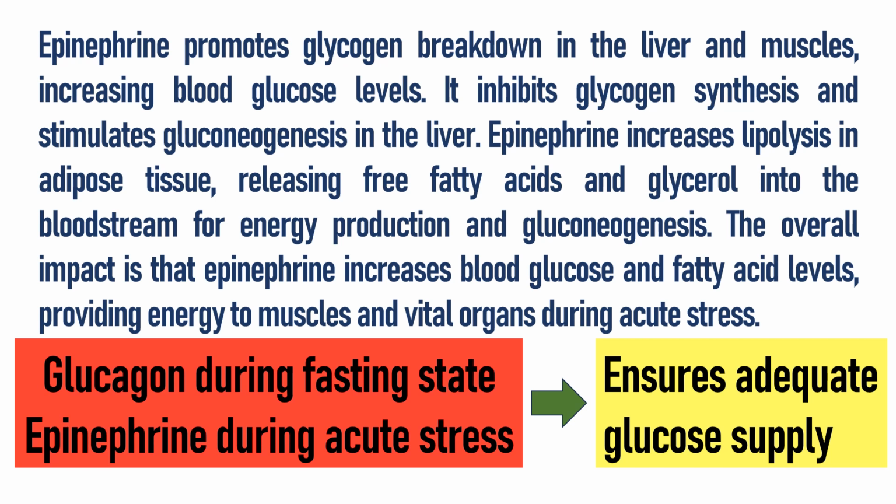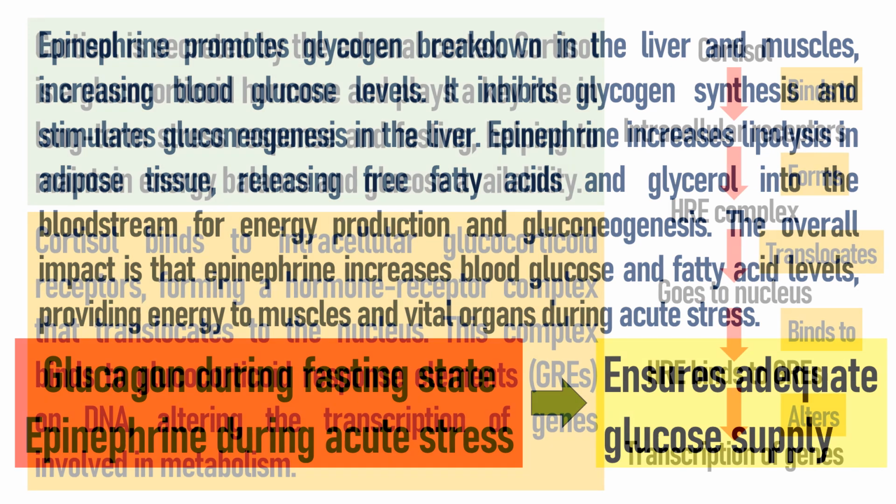Epinephrine increases lipolysis in adipose tissue, releasing free fatty acids and glycerol into the bloodstream for energy production and gluconeogenesis. The overall impact is that epinephrine increases blood glucose and fatty acid levels, providing energy to muscles and vital organs during acute stress. Glucagon is required mainly during fasting state. Epinephrine is required during acute stress. Both ensure adequate glucose supply.